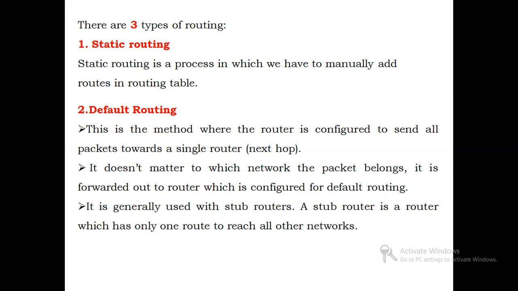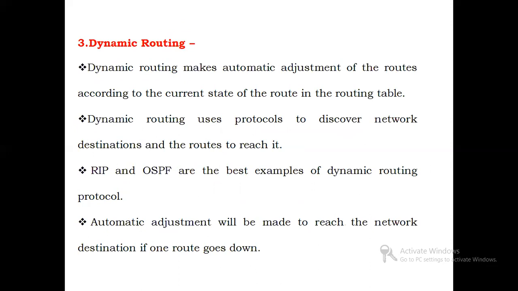The last point is that it is generally used with stub routers. A stub router is a router which has only one route to reach all the networks. For example, if there are 100 routers, the 100th router can be a default router, as well as the first router, whereas the other routers are all inside the network. Static routing can be used there, whereas end devices connected to other networks will go with the default routing method. Understood?